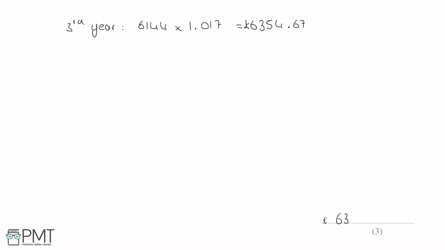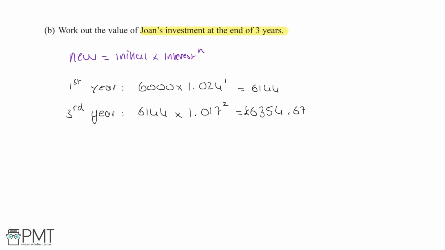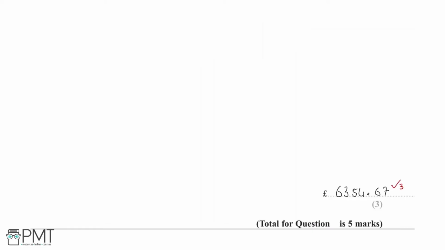So we can write that in our answer space: 6354.67. This part was worth 3 marks. The first mark comes from getting how much was paid in the first year. The second mark comes from a complete method to find how you would calculate the second and third year. And the final mark comes from the correct final answer.